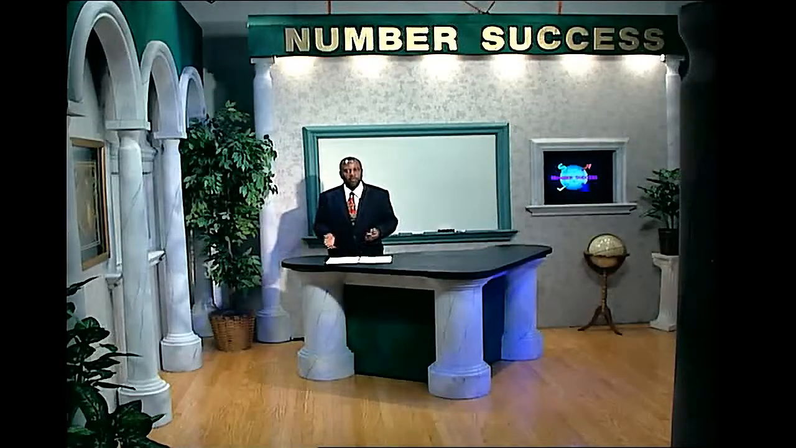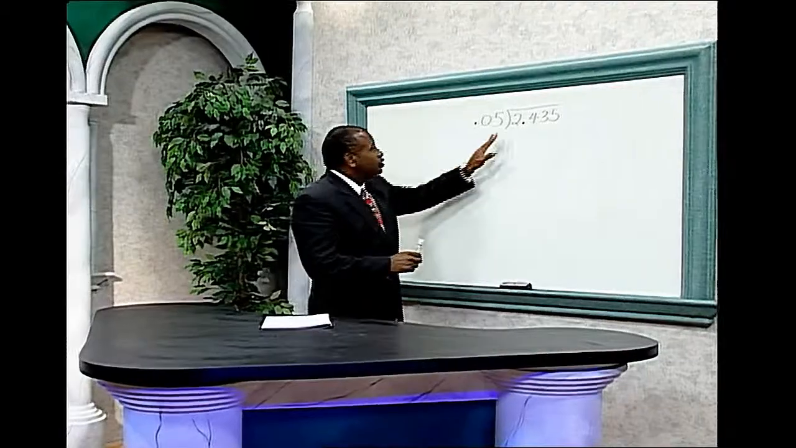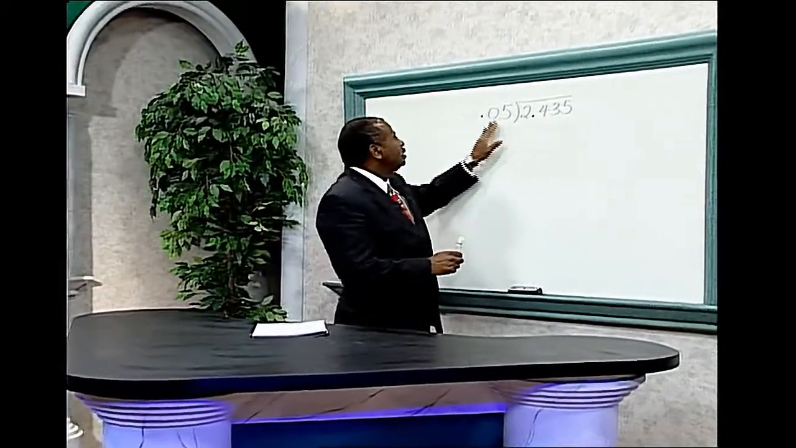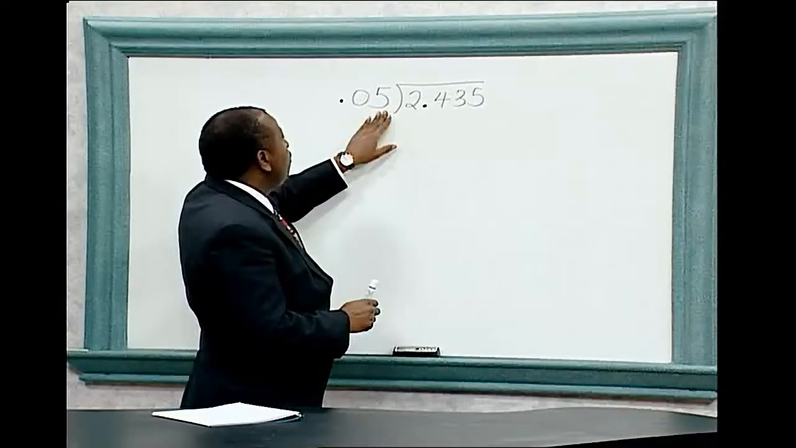Dividing decimals by decimals. To divide a decimal by a decimal, the number used to divide, the divisor, must be made into a whole number. Example, 2.435 divided by 0.05.